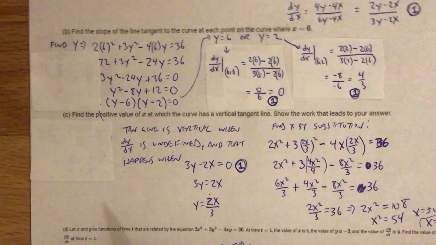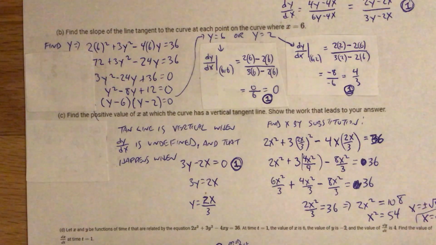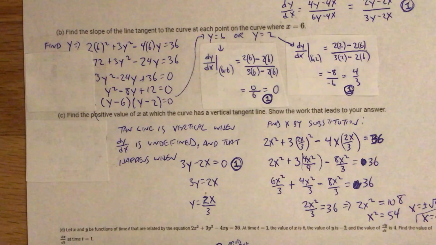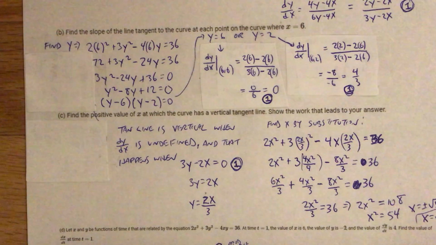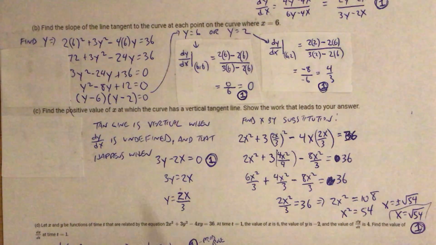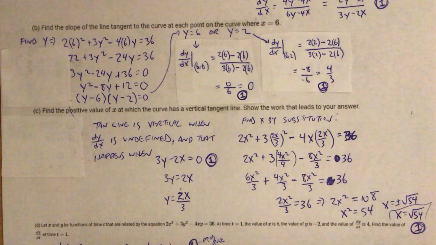All right. Part C asks a pretty good concept question about slopes, because it wants the positive value of x at which this curve has a vertical tangent line, and wants me to show the work that leads to the answer. So in order to have a vertical tangent, you have to go back to algebra and realize vertical lines have undefined slopes. A vertical line goes up a certain number, like it might go up 3 or go up 5, or essentially goes up forever, and goes over 0. So when you go up 3 over 0, 3 over 0 is undefined.